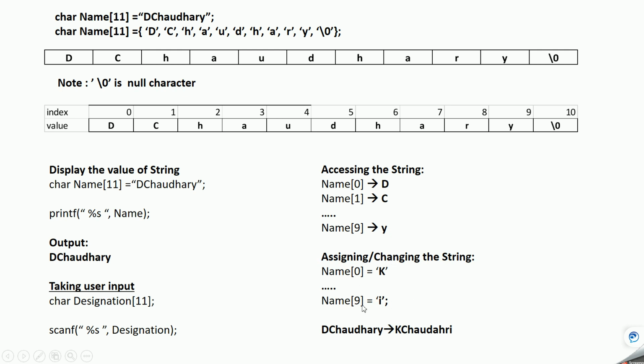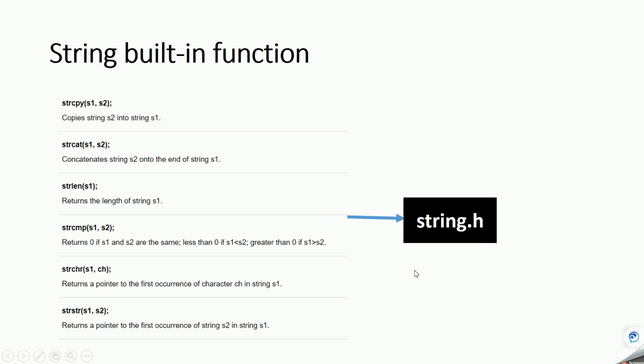If you want to change the value you will write like this, and if you want to read, means access the value, you will write like this. This is just to say that this value will be this, and this value will be this. Okay, so let's see some more operations that we can do with strings. In C programming we have some built-in functions. Built-in functions means these functions are already defined, and you just have to use them. You don't have to define these functions.